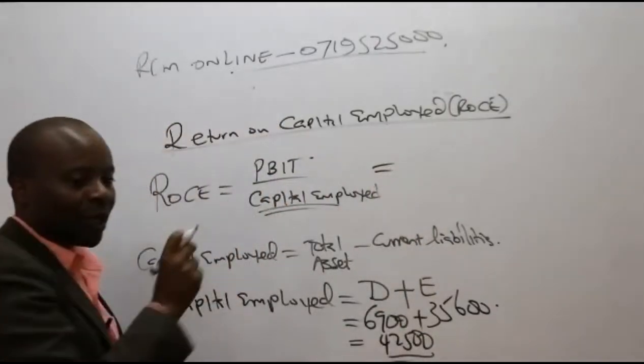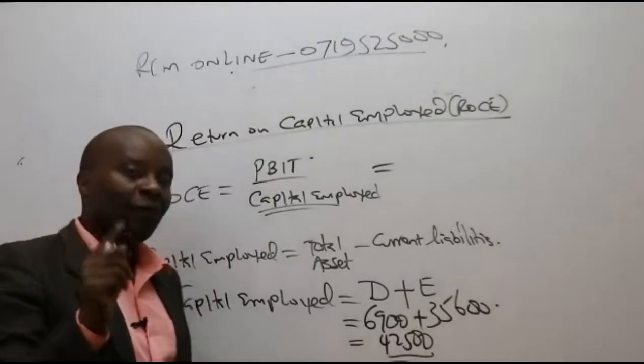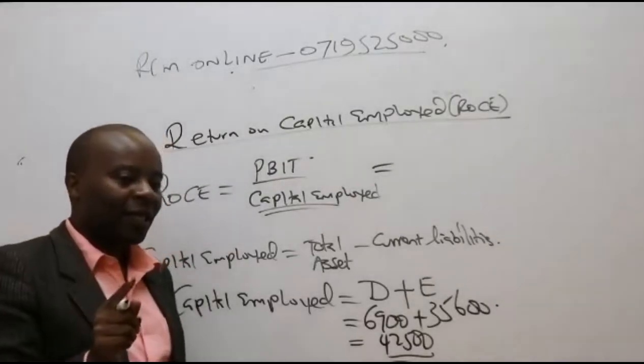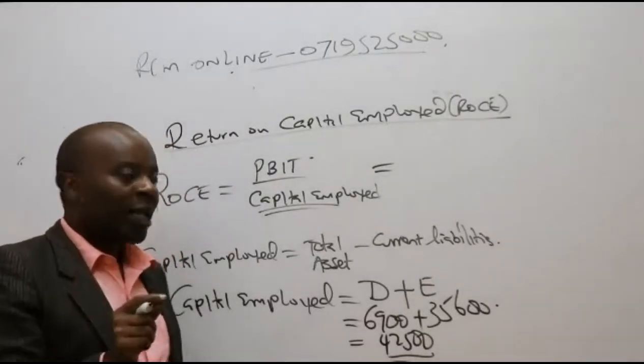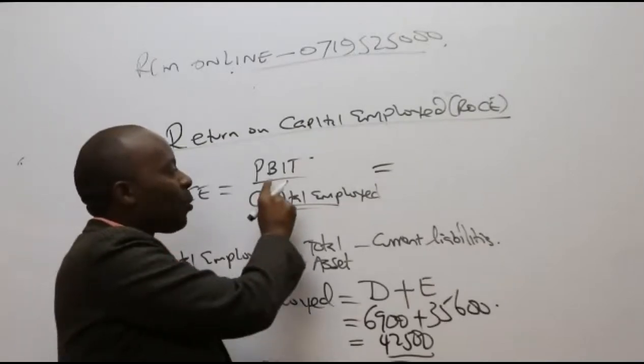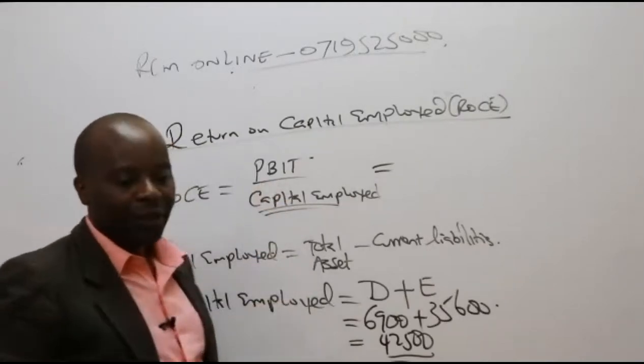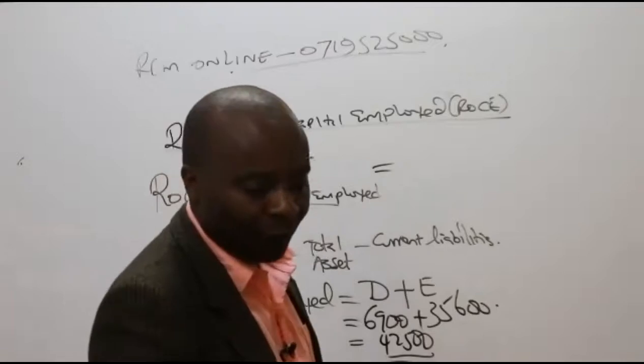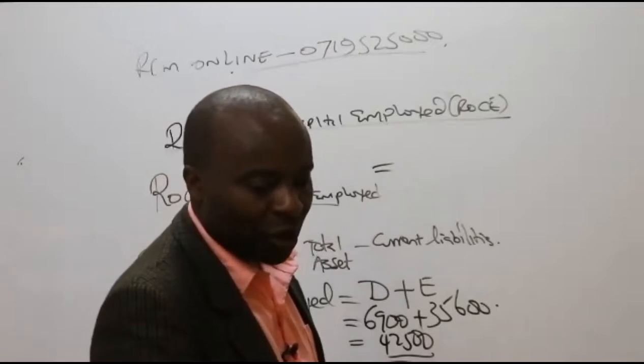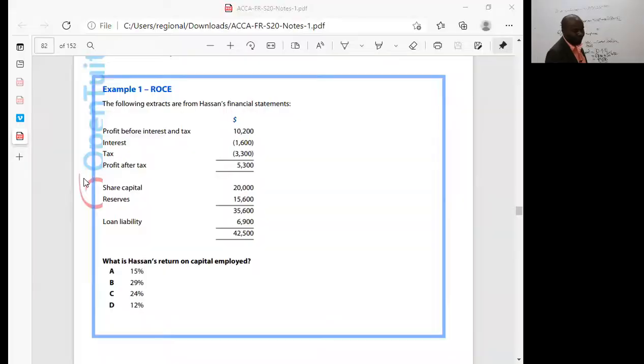So then come and pick the profit. For return on capital employed, you should never pick profit after tax. It is operating profit, and our operating profit is profit before interest and tax. Are you able to see this profit before interest and tax? Oh yes, up here. The profit before interest and tax is 10,200, all over the capital employed, which is 42,500.